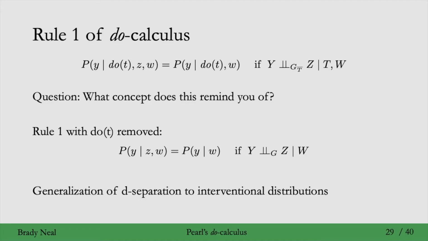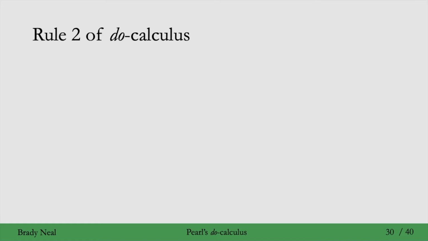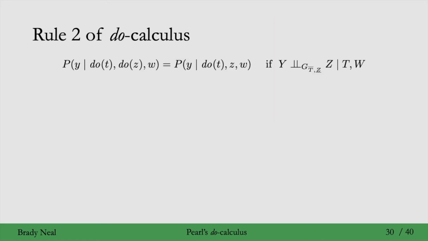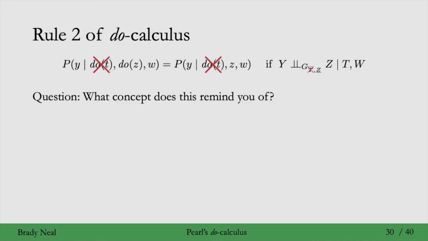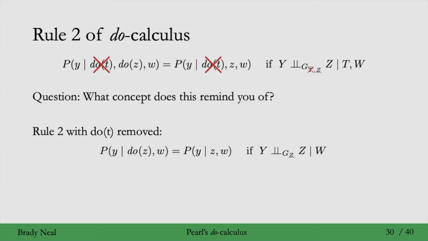Let's now move on to the second rule of do calculus. So here is the second rule. And I have the same question for you again here. What concept that we've seen previously does this remind you of? If we apply the same trick as we did on the last slide of taking the treatment to be the empty set, then we get this special case of rule 2. Hopefully, if you couldn't answer the question before, hopefully you can now.